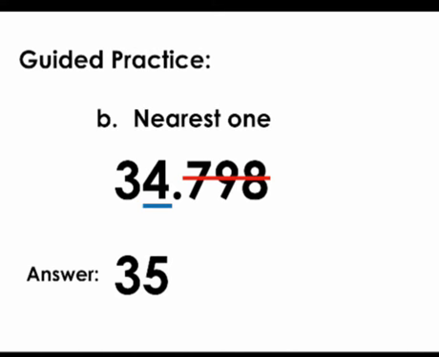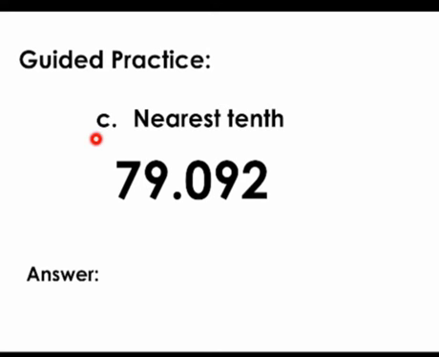Let's try it again. Letter C, to the nearest tenth. So find where the nearest tenth is at and underline it. So that is this 0. So we underline the nearest tenth. We cross off these right here. Forgot to do that on here. This one's above a 5. So we're going to bump this one up 1. So it's 79.1.